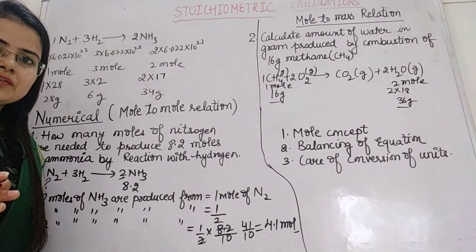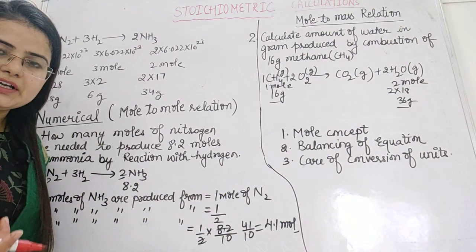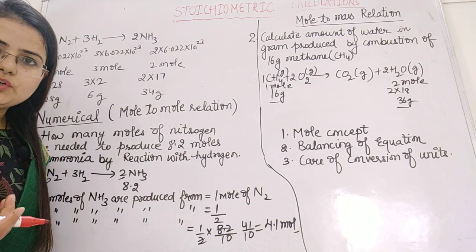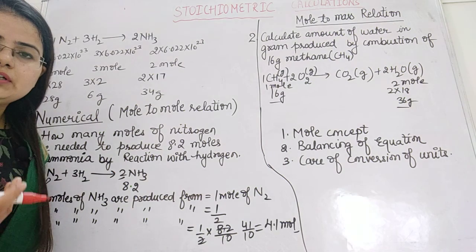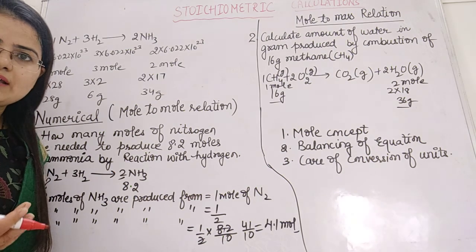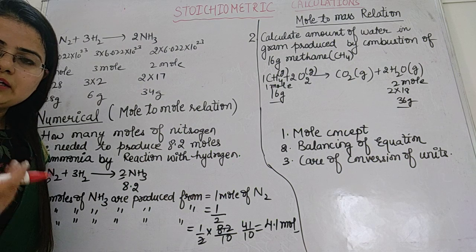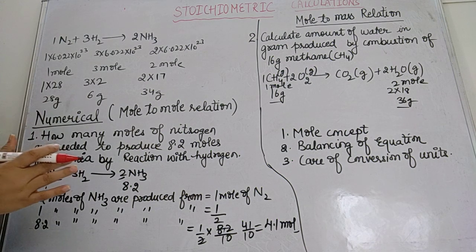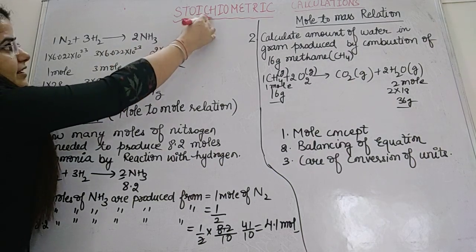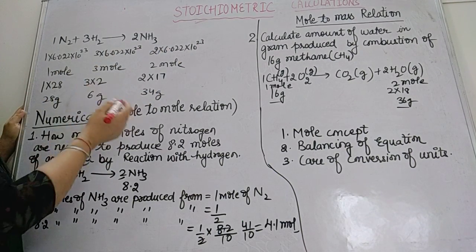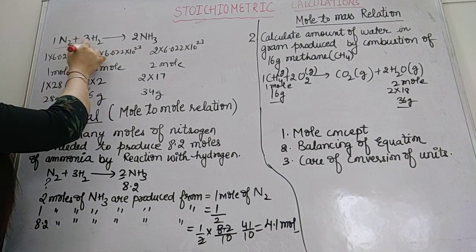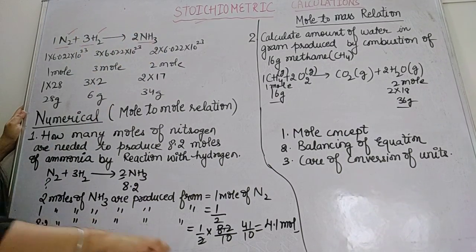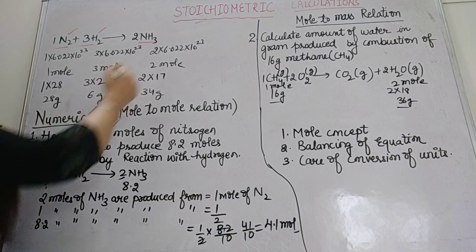Today I am going to discuss with you how to do the stoichiometric calculations. Yesterday I sent you one e-tutorial in which the meaning of stoichiometry as well as the limitations of chemical equations were discussed. So here I am going to discuss the stoichiometric calculations. You can see here the equation is N2 + 3H2 giving ammonia. This is the balanced equation which I have written over here.